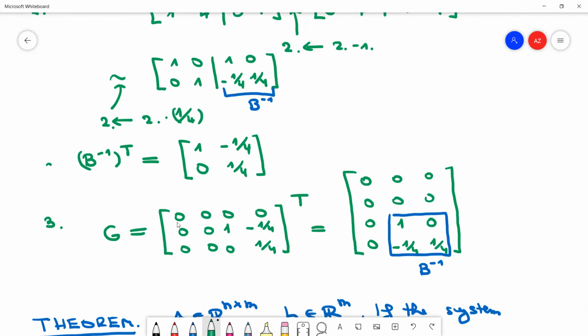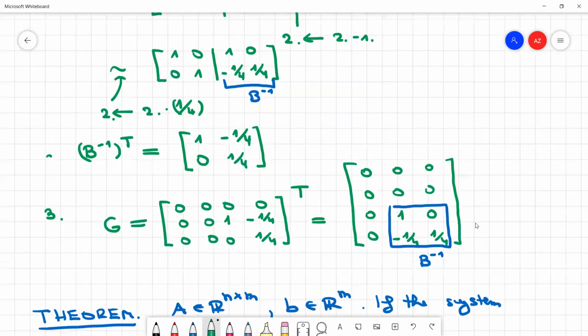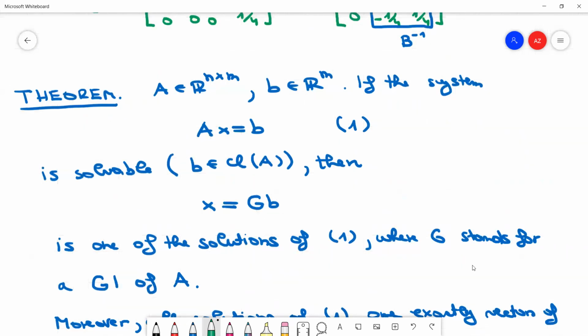But AG is a 3 by 3 matrix, so it must have a kernel. So AG is not identity. So AG is identity only on this 2 dimensional subspace of R to the power of 3. But then it also has a kernel. Okay, thank you. Thank you for the question.